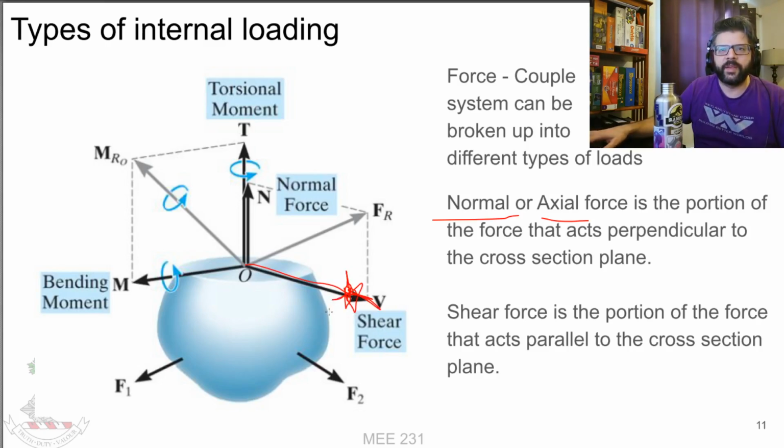And again, when we take the shear force and the normal force and combine them together, then that resultant needs to be whatever force would help to keep this body in equilibrium. So this force here needs to be equal and opposite to the resultant of all the forces applied to the other side.